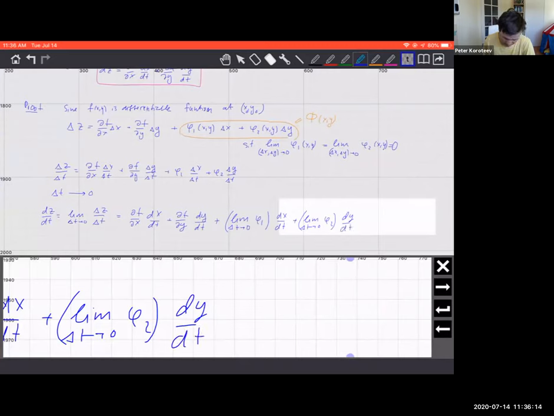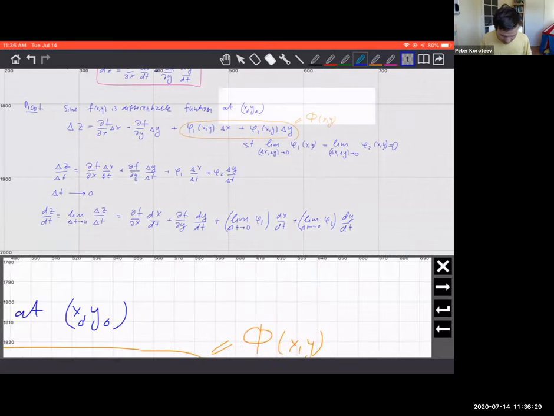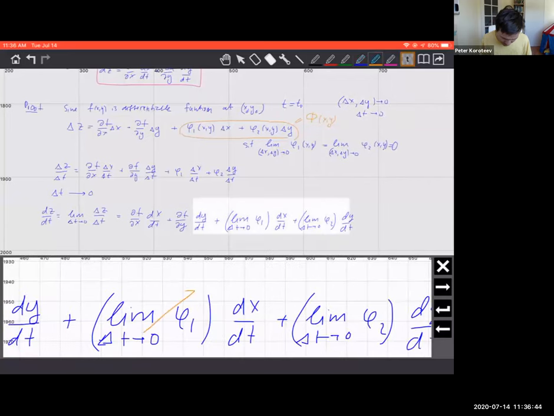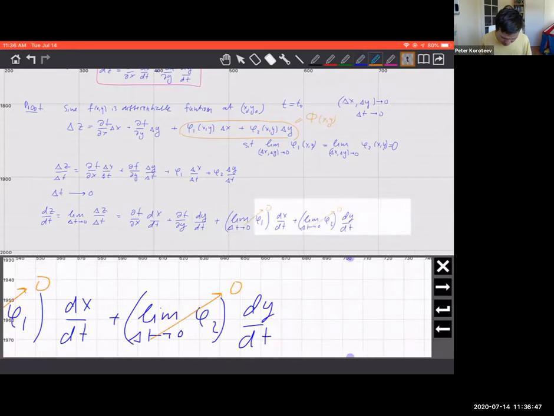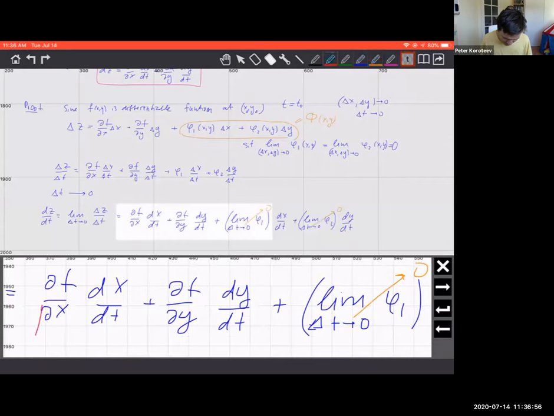But since we changed the parameterization, the fact that delta t goes to 0 also implies that delta x and delta y go to 0. The parameterization works like this: when x equals x0 and y equals y0, t is equal to some fixed value t0, right? And then delta x and delta y going to 0 implies that delta t goes to 0. So therefore, this disappears. This is equal to 0. This is equal to 0. And we get our formula, which is over here.